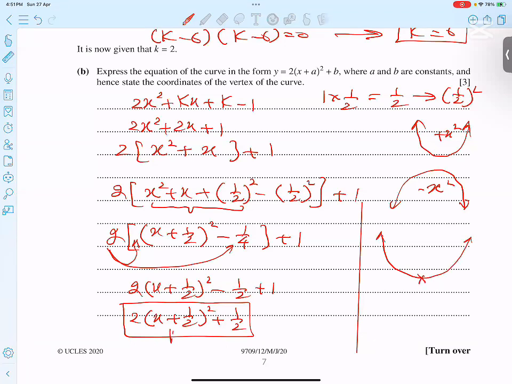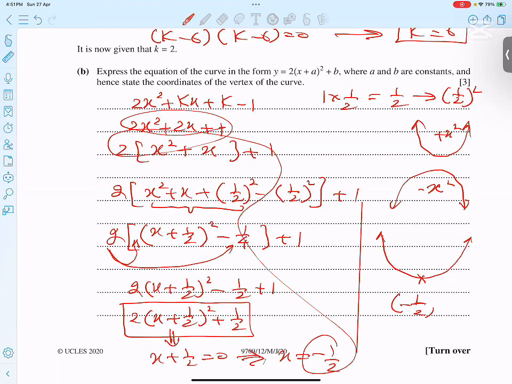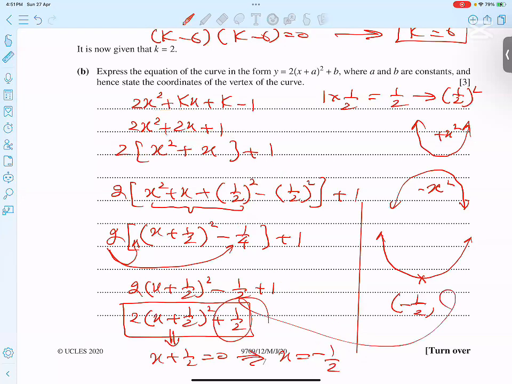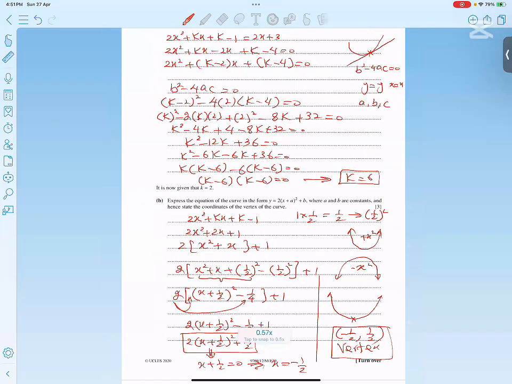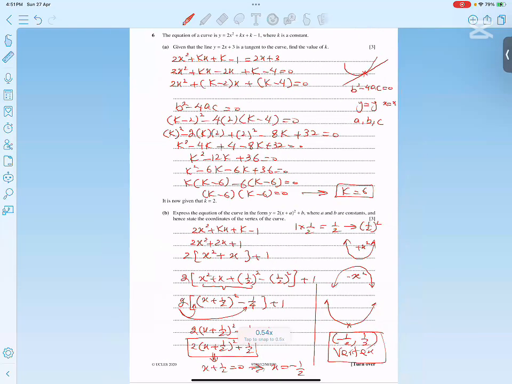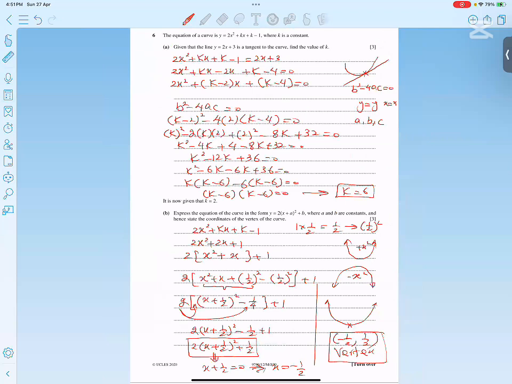Take the term in the bracket, whatever it is, and set it equal to 0. I got a negative half, so this is the x coordinate. How to get y? You have two choices: plug this x into the equation, or the number outside the bracket, including its sign, is our y coordinate. So this is the vertex. I hope the concept is very clear. Making a diagram is not compulsory, just for your knowledge.